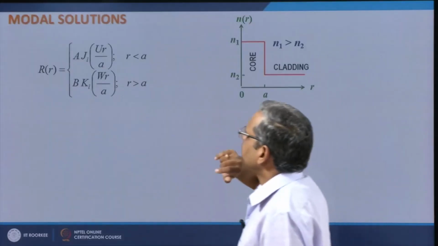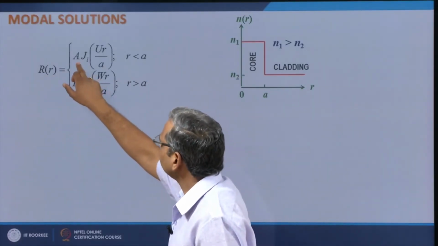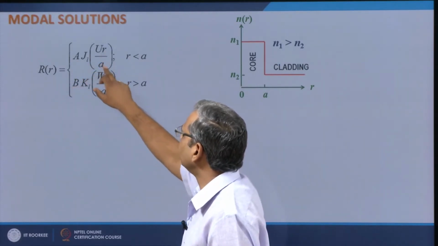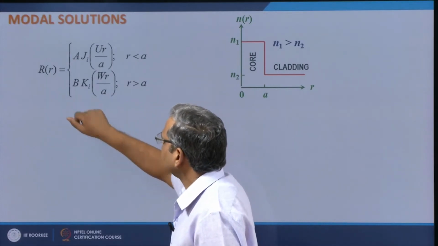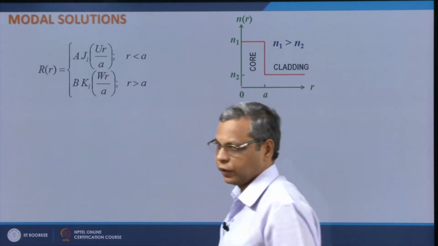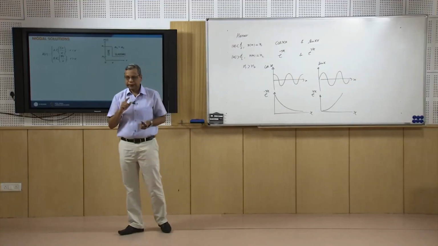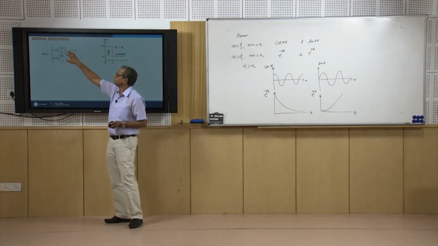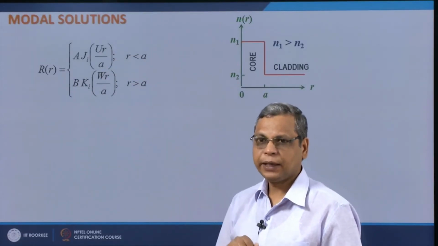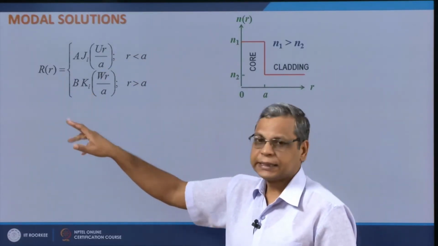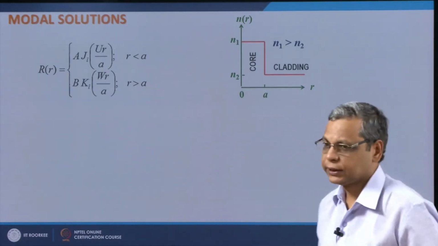If this is the fiber, then the radial part has the solution: some constant A times J_L(UR/a) in the core, and in the cladding some constant B times K_L(WR/a). So these are the solutions. Just like in the case of the planar waveguide, in the high index region I had A cosine kappa x plus B sine kappa x, and here I had C e to the power minus gamma x. So similar are the solutions here also.